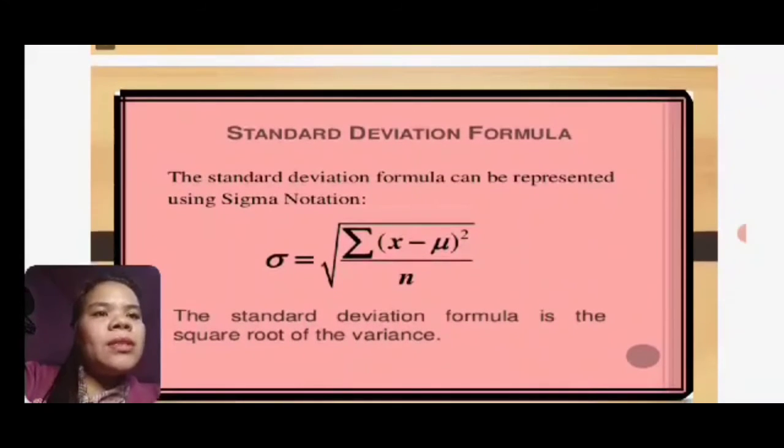So what is the formula of standard deviation? The formula of standard deviation can be represented using the sigma notation. The formula of standard deviation is the square root of sigma, open parenthesis, x minus u, squared, divided by n. Then, the standard deviation formula is the square root of the variance.